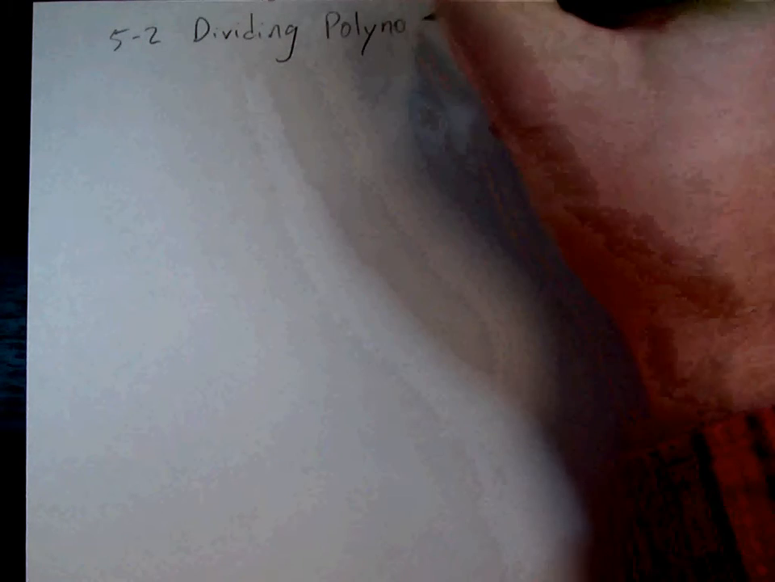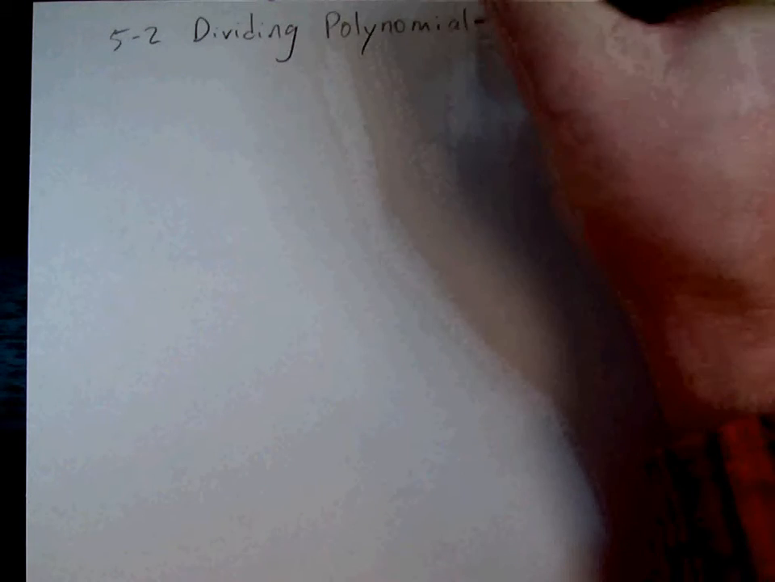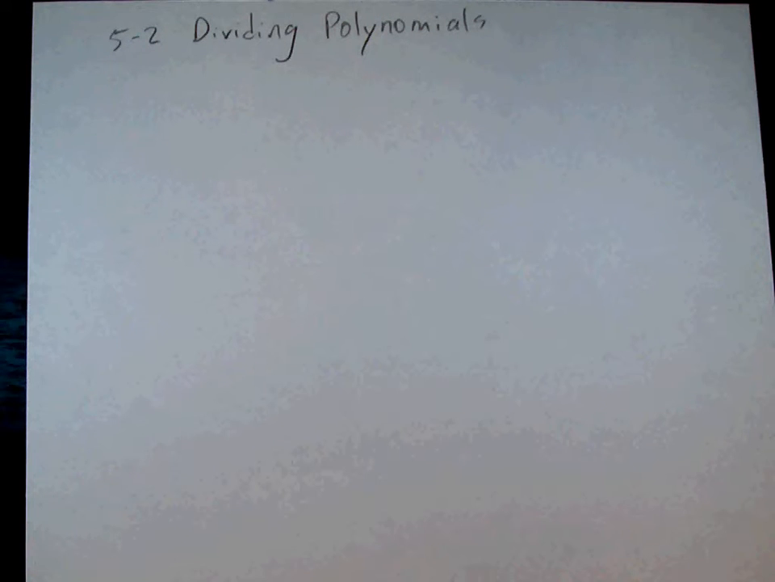All right, we're going to take a look at section 5.2, dividing polynomials. There's two different types of division we're going to use. The first is long division, and you've done long division, I hope, at some point before. To practice it, let's do something that's not polynomials at all.